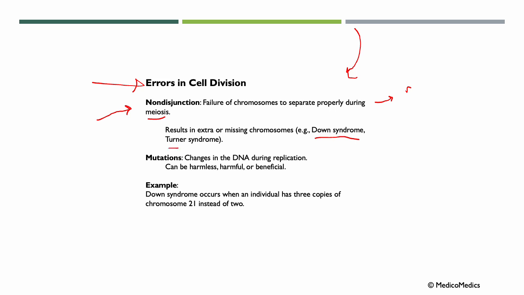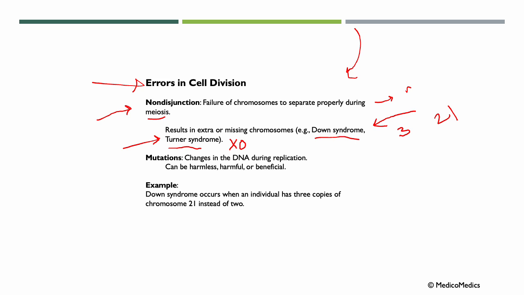We can have Turner syndrome, where we are missing 1 X chromosome in females. It's also known as XO. So Turner syndrome, we're missing 1 X chromosome in females. Trisomy 21, or Down syndrome, we have 3 copies of chromosome 21.